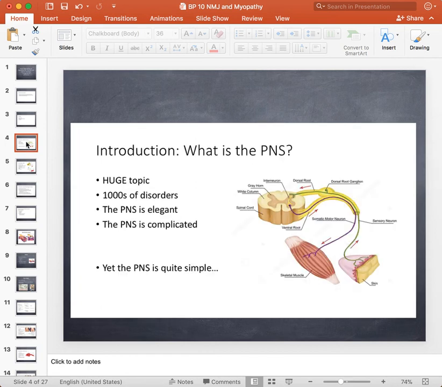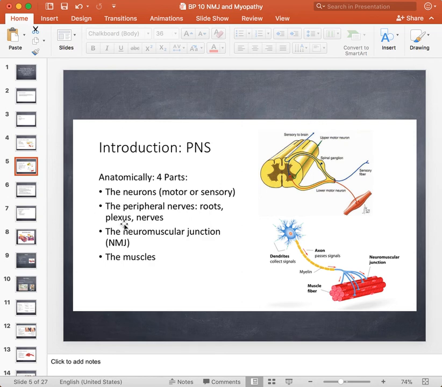Now, this will look exactly like it did during the neuropathies lecture, but just to quickly review, what is the PNS? This is overall a giant topic with thousands of disorders. 200 in place of thousands last time, but essentially it's gigantic. It depends on how you break it down. I would say the PNS is elegant. It's complicated, and yet I also think it's somewhat simple when you break it down into its component parts. So hopefully our students will forgive us that we only have 27 slides instead of 1,000 slides.